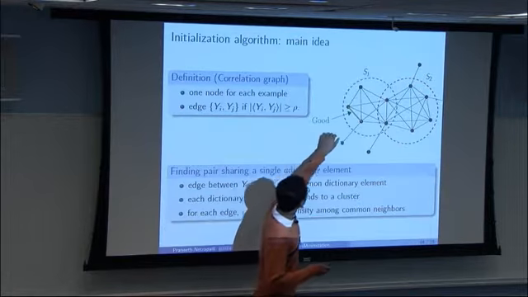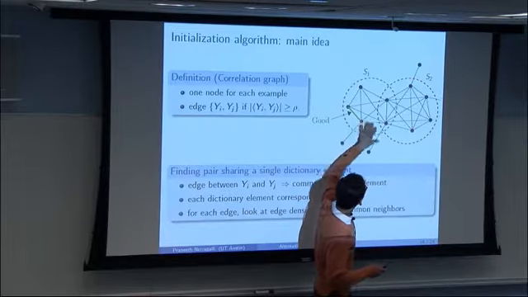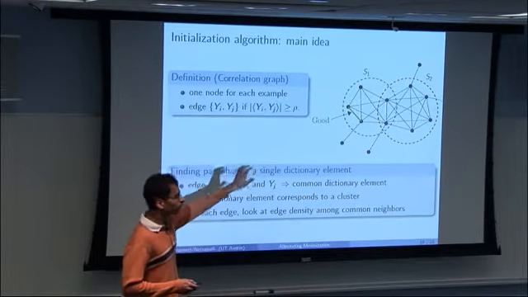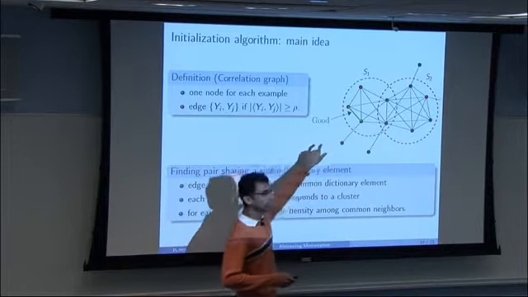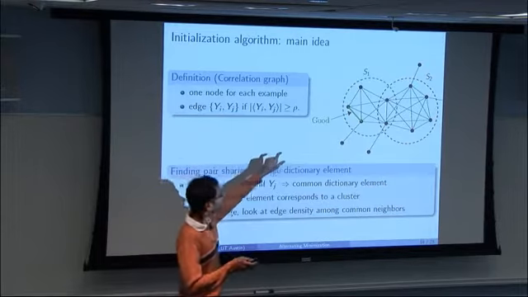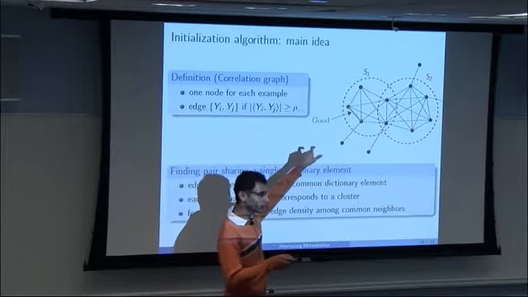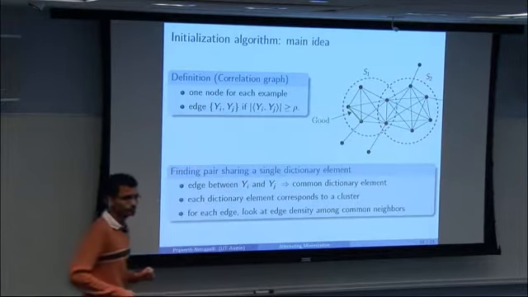So for instance, in this case, we take SVD of all the examples that are in this blue cluster, and then take the top singular component. That will give you an approximate version of the dictionary element that corresponds to this cluster. And in their algorithm, instead of the singular component, they do a signed average, and that also gives you an approximate version of the dictionary element.